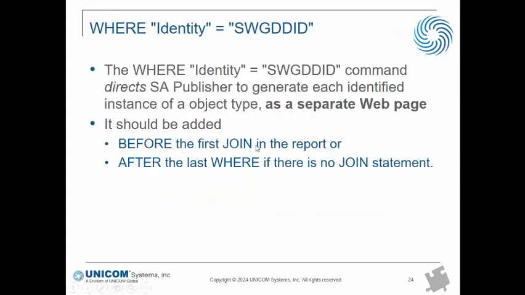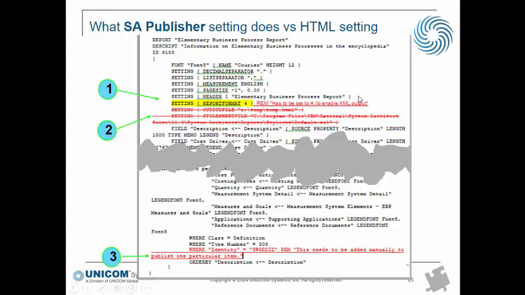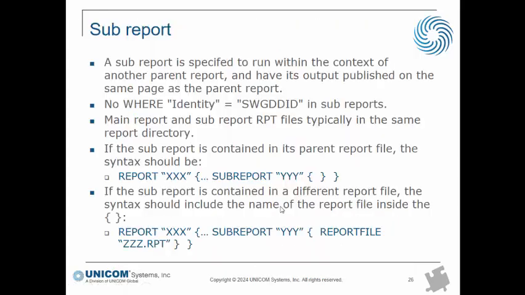And there's a particular place to put that, before the first join in the report or after the last where statement where there's no join. Well, we take care of that for you. So if you built a report in System Architect, you could go in and manually edit it after the fact to say, hey, the report format is 4, and then also get rid of your output file because SA Publisher overrides it, and get rid of your style sheet that you're using, and then also add the SWG_DDID command down here. It seems like a lot. This is the way you used to do it. We have a user interface for that now, and I'll show you that in a minute.